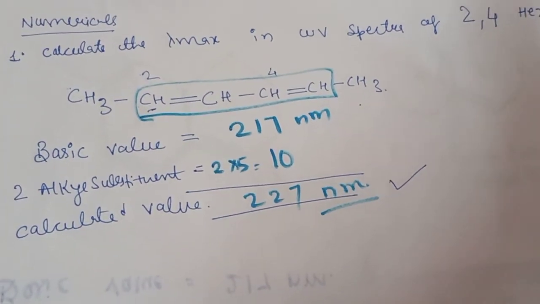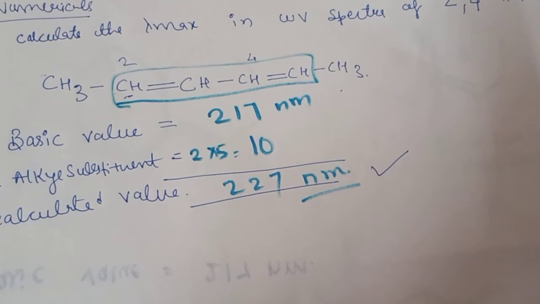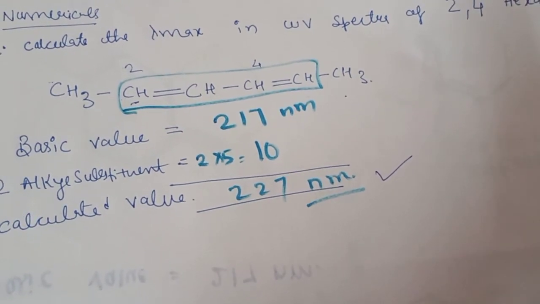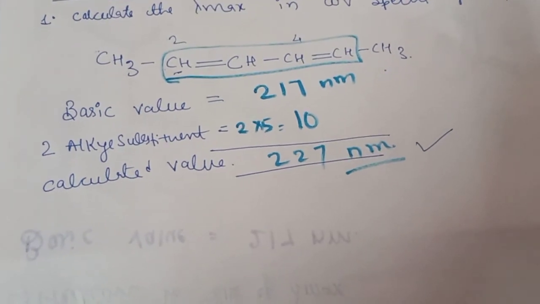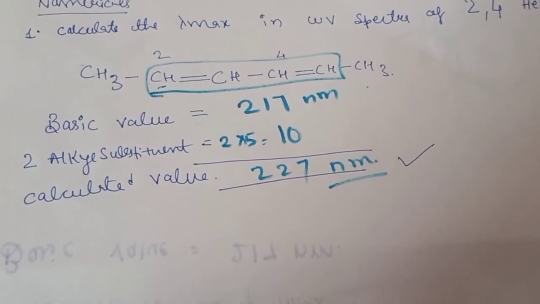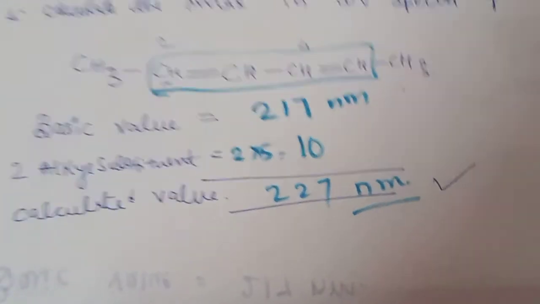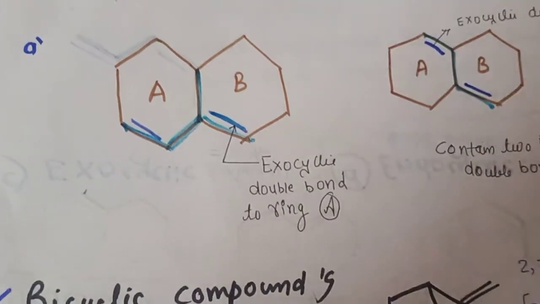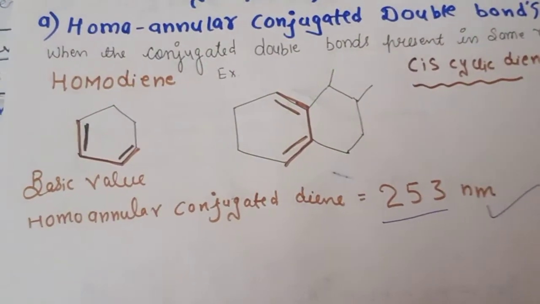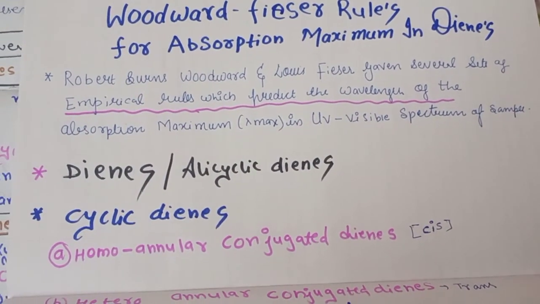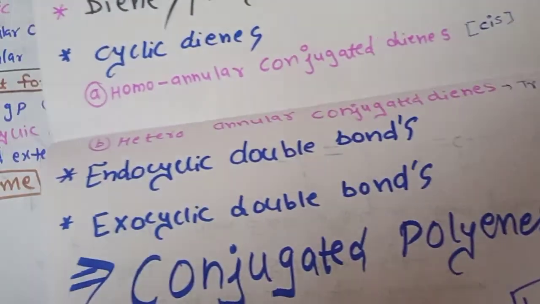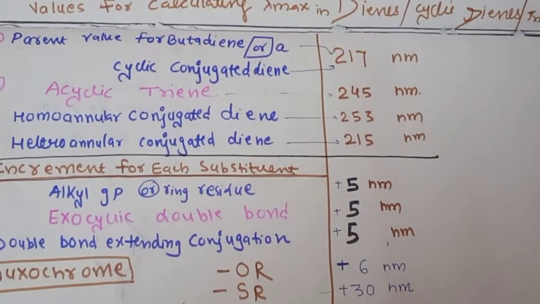In the next video I will explain how you can calculate the ring residue and the alkyl substituents. Till then you can just practice. In the next video I will explain the bicyclic compounds and the numericals which come on the Woodward-Fieser rules. Just complete your notes, and make this table and learn the values.